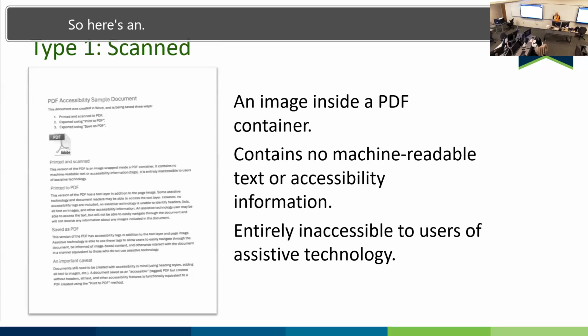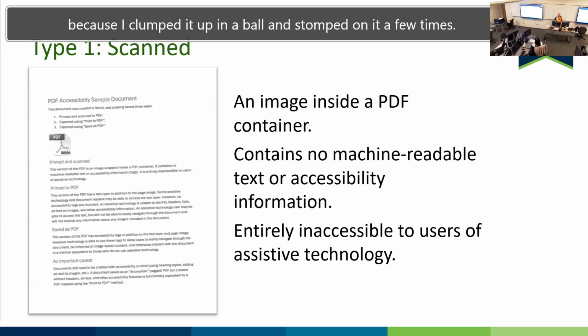So here's an example of the first type, a scanned PDF. This is a document I put together. You can see it on the image here. There's the scanned PDF. It's all in black and white. It's a little skewed because it wasn't put on the copier the right way. Some of the text lines, if you look closely, are not entirely straight because the document was a little beat up, probably because I crumpled it up in a ball and stomped on it a few times. But you've seen a lot of scanned PDFs that end up looking like this.